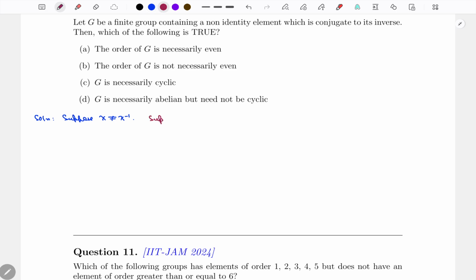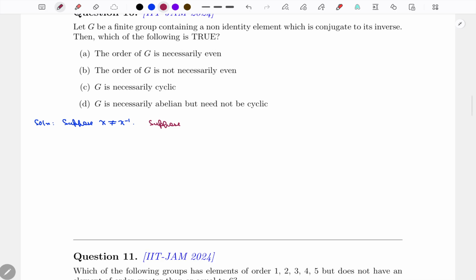Suppose, the obvious thing which I would like to try here is that the order of G is odd. What happens then? First thing, this implies that every element in G has odd order. Now let g to the power 2k plus 1 be equal to the identity. So this is the g we chose.